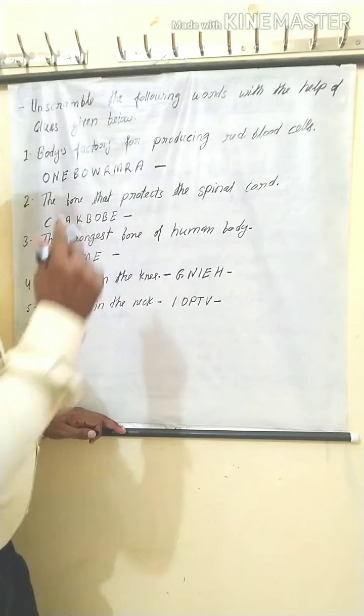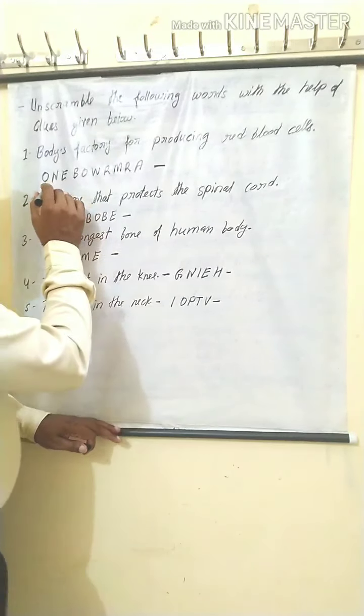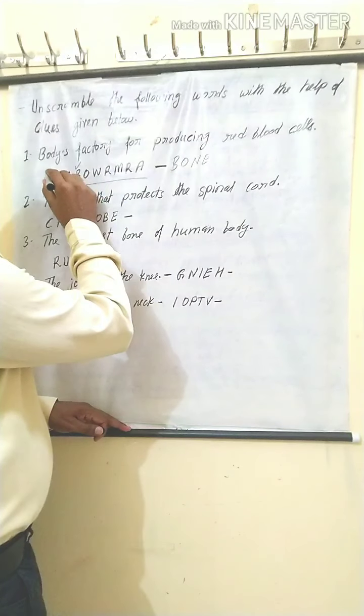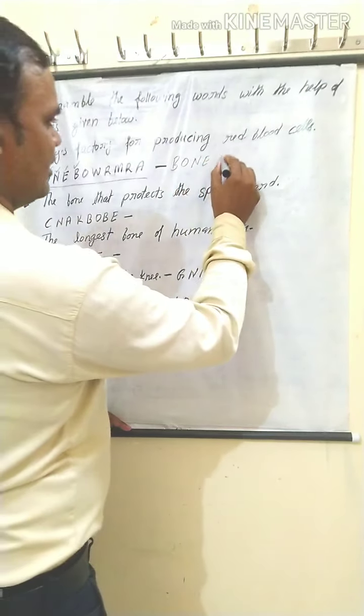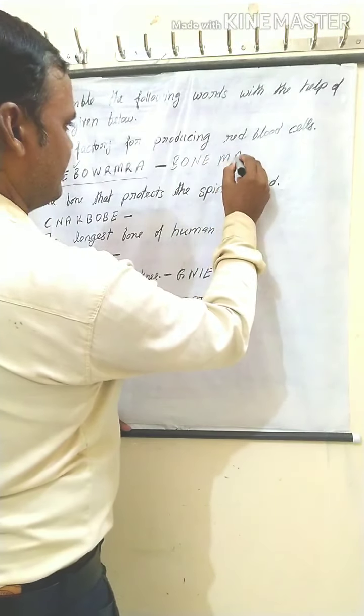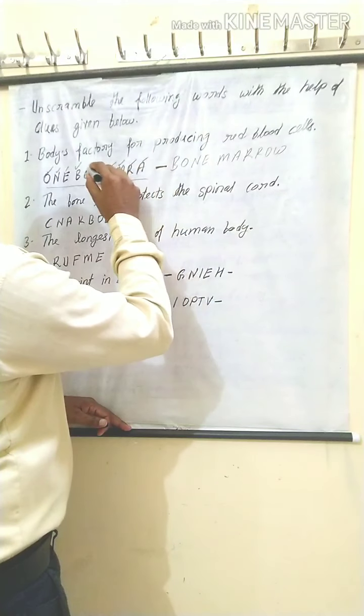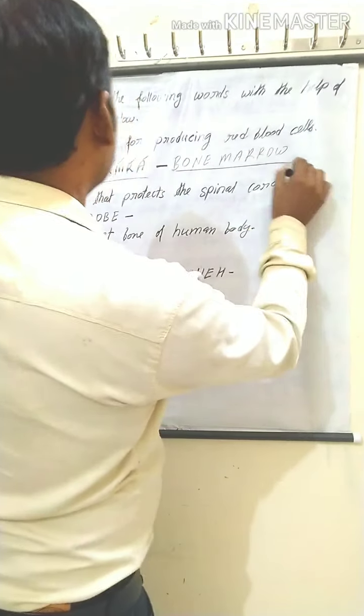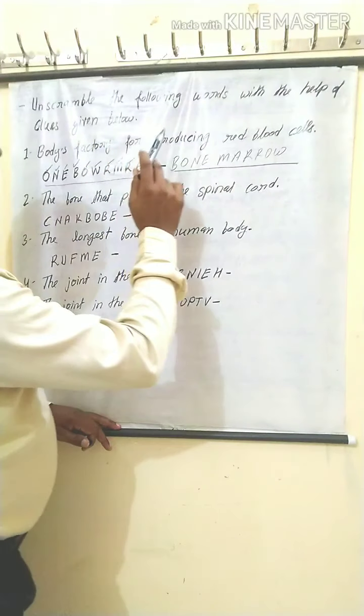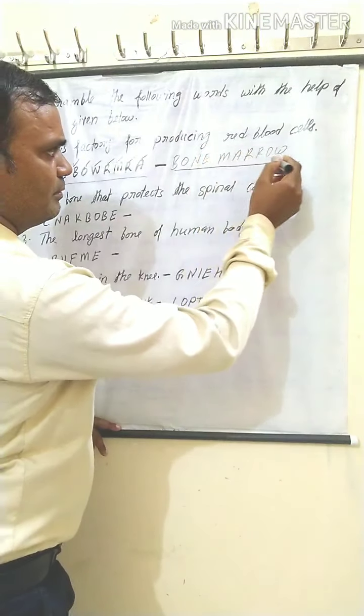It's a common question. The scrambled word given is B O E N, M A double R O W. Bone marrow. Body's factory for producing red blood cells: bone marrow.